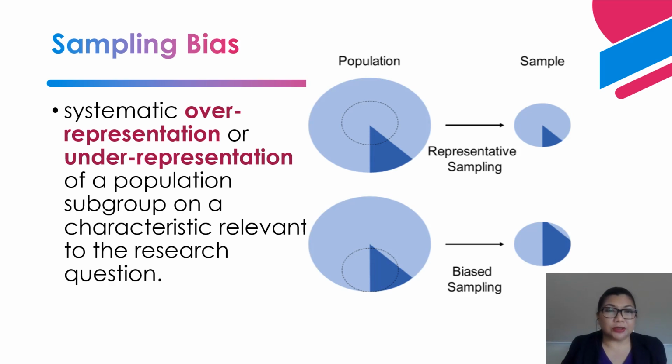We talked earlier about sampling bias. This is a systematic over-representation, or it could be an under-representation, of a population subgroup on a characteristic relevant to the research question. If you look at this portion here, you have a good representative sample, but here you have a little bit of bias. It could be over-representation or under-representation, just like the example of the American presidential election where they over-represented the Republicans, causing the poll to be skewed to one candidate instead of the actual person who won.